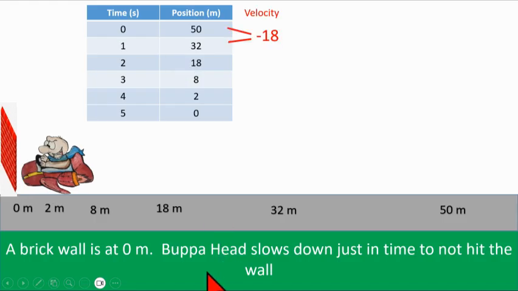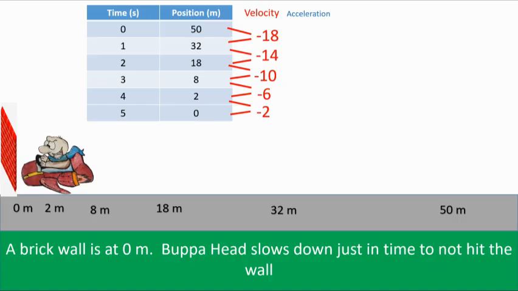And by finding the difference in those position numbers, we can find his velocity. So from 50 down to 32, you have to go down 18, then down 14, down 10, 6, and then a negative 2 at the end. So his velocity was negative the entire time, but it was becoming a smaller negative number, right, because he was slowing down.